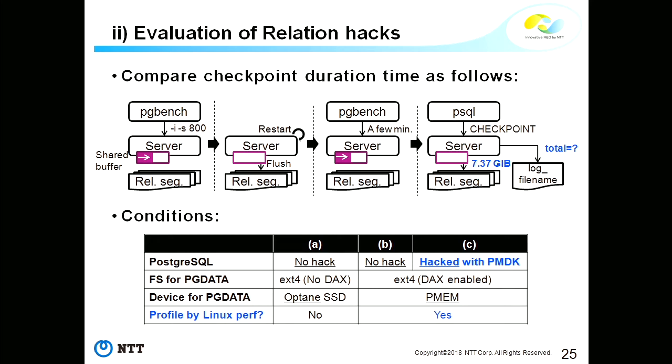To evaluate our relation hacks, I compare checkpoint duration time as here. It's a little tricky, but the important point is that on every condition, the server flushes out the same amount of pages during checkpoint. And I set the amount as 7.37 gigabytes. Then I initialize the database, restart the server, and make the shared buffer ready by pgbench.